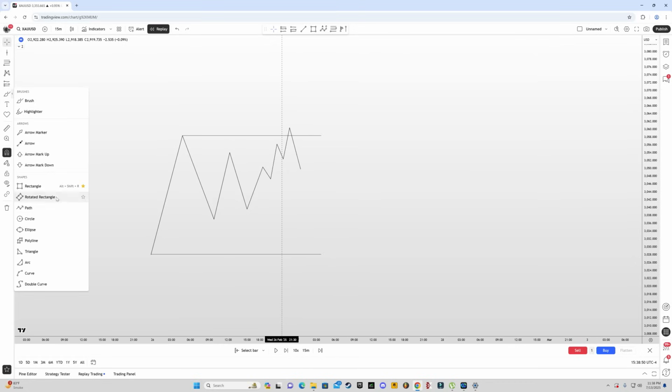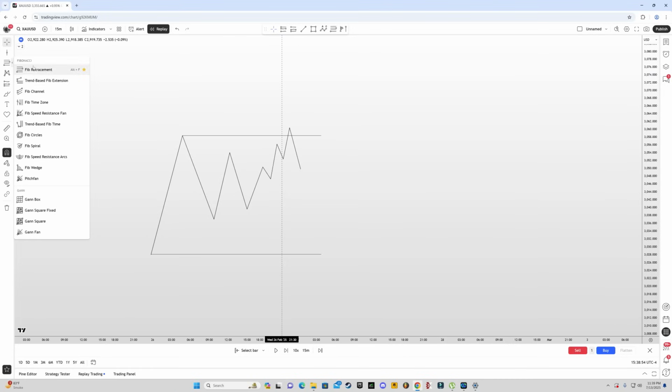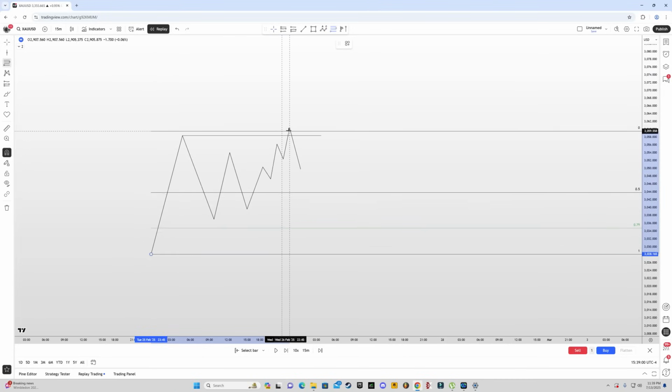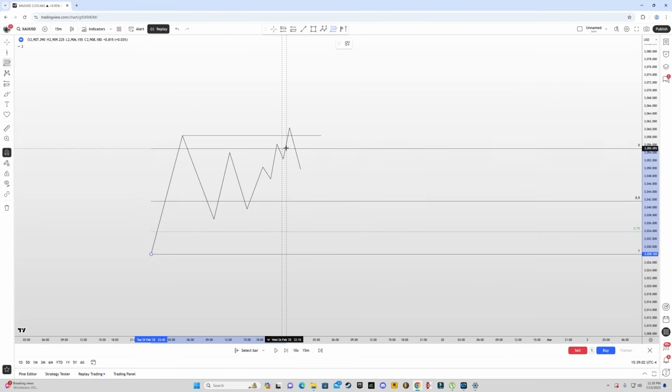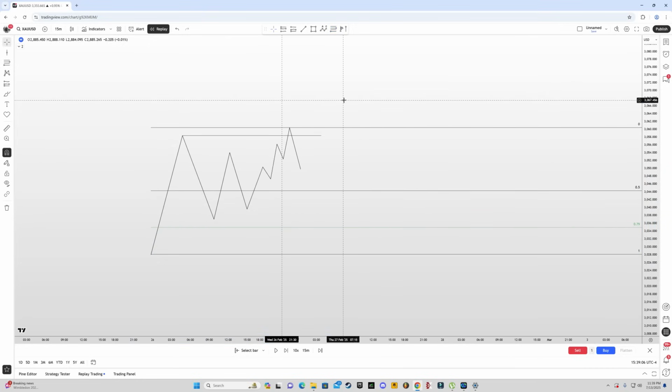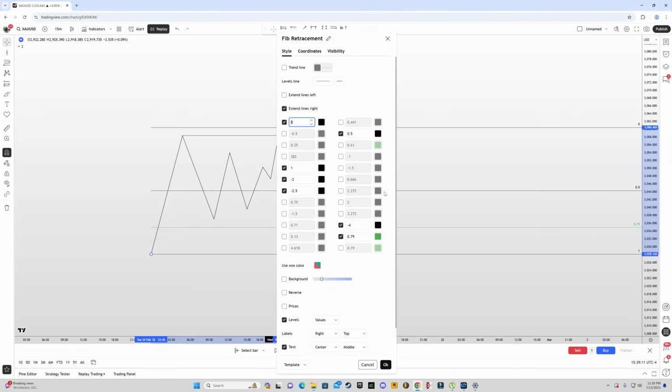Now, first thing first, what you want to do is use your Fibonacci tool. All right, so fib retracement. So you want to use your fib from the London low to the highest point. Okay, so we have a sweep over here. So you want to keep your fib over here. Right, that's step one.